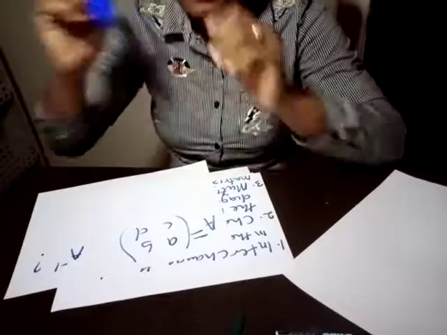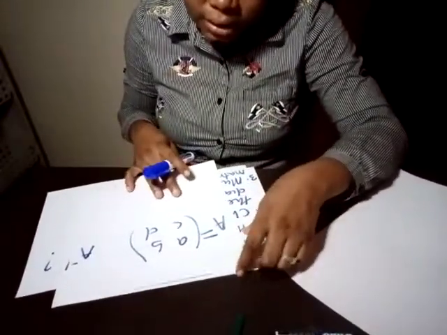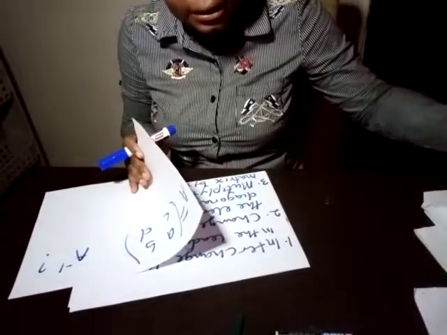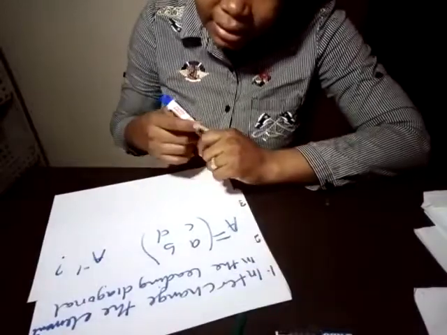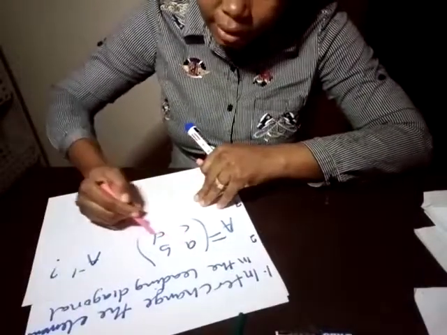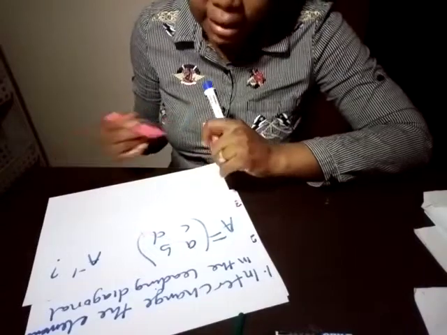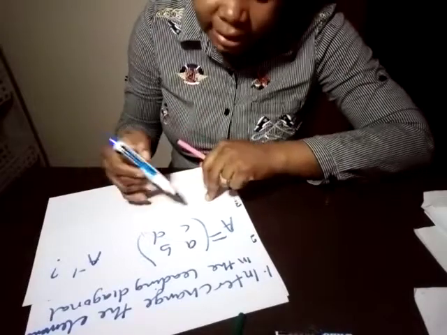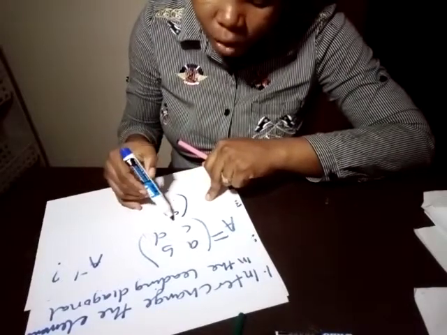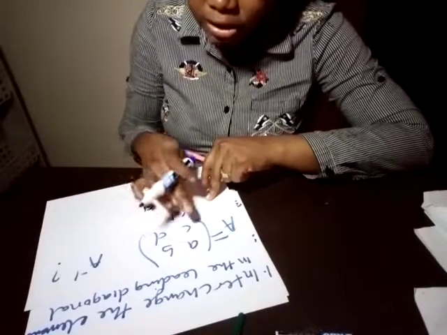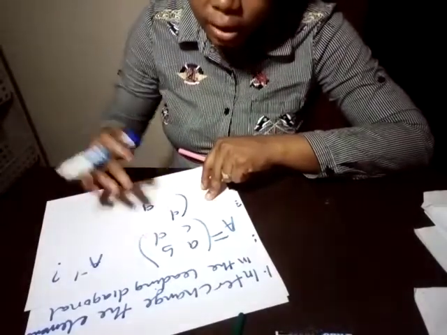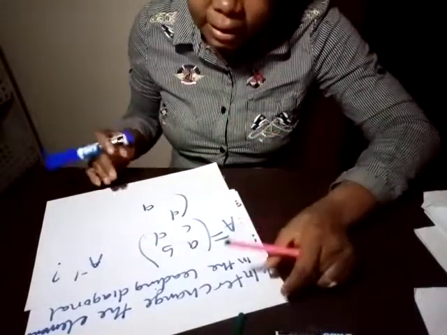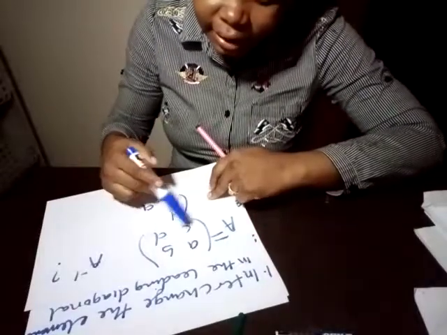For me to find A inverse, the first thing I said, you interchange the elements in the leading diagonal. What are the elements in the leading diagonal? This is the leading diagonal. And what are the elements there? That is A and D. So interchanging means D comes up here and A goes there. You take D here, you bring A here. So that's the first thing: interchange the elements in the leading diagonal.